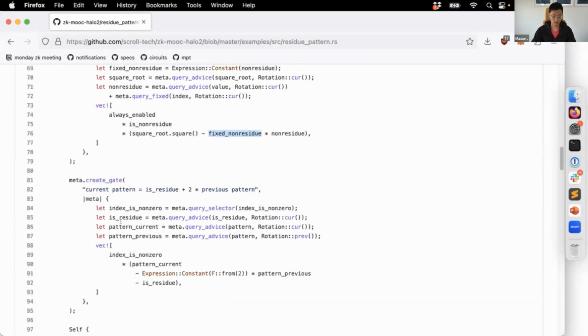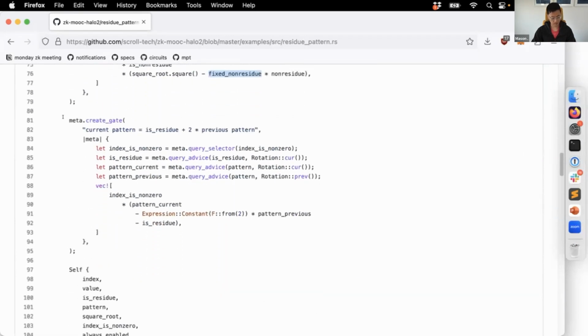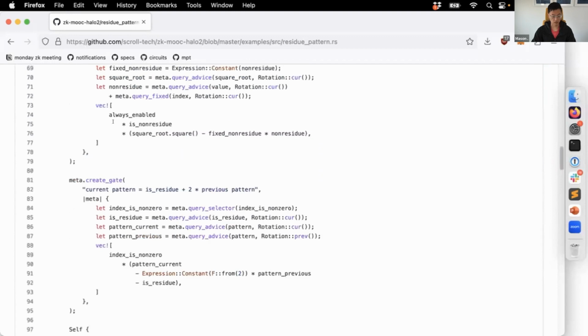Okay. And then finally, the final constraint we need is... now we have this, in every row, is_residue is either 0 or 1, correctly. And now we're trying to build up this pattern, which is going to be the final result after 64 rows, bit by bit.